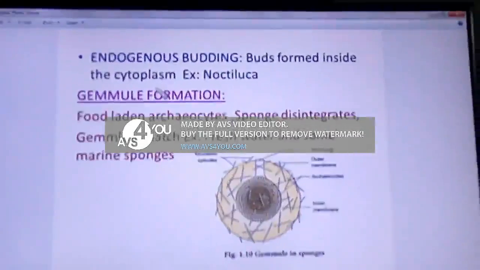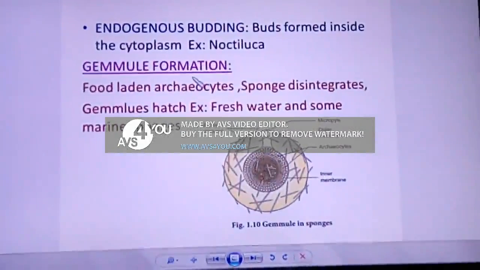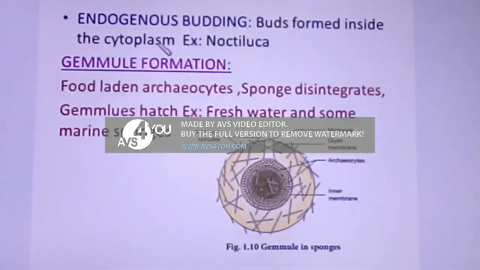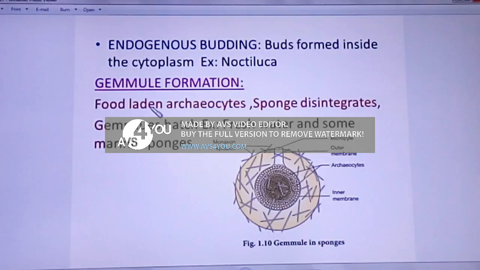Next one is called gemmule formation. Gemmule formation is more or less similar to endogenous budding. Here, if you see, food-laden archaeocytes are formed. Each of these nucleus-like structures seen in the center is food-laden, meaning completely filled with food materials. So we call those cells archaeocytes. This type of gemmule formation is seen in freshwater and some marine sponges.